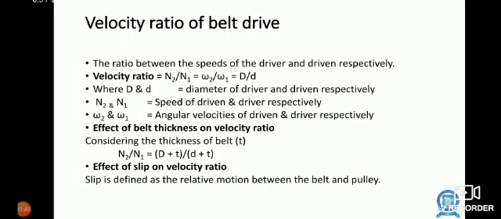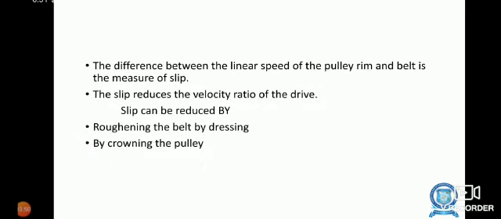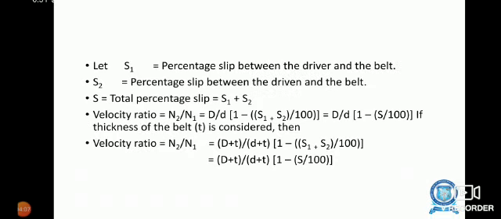Effect of slip on velocity ratio. Slip is defined as a relative motion between the belt and pulley. The difference between the linear speed of the pulley rim and belt is the measure of slip. The slip reduces the velocity ratio of the drive. Slip can be reduced by the following two methods: roughing the belt by dressing, and crowning the pulley.